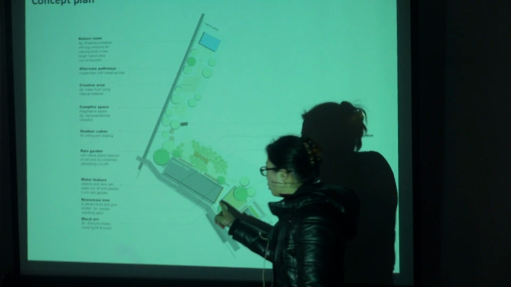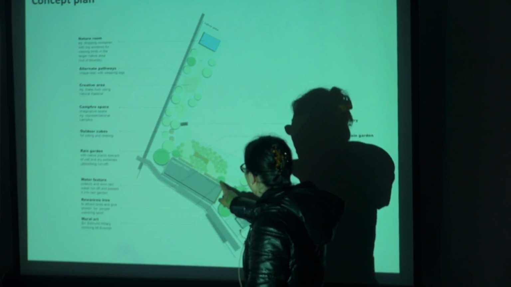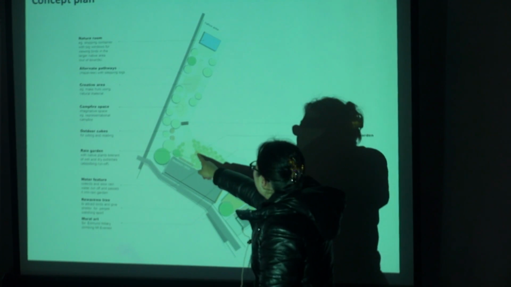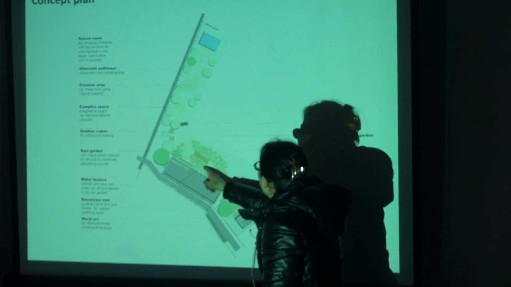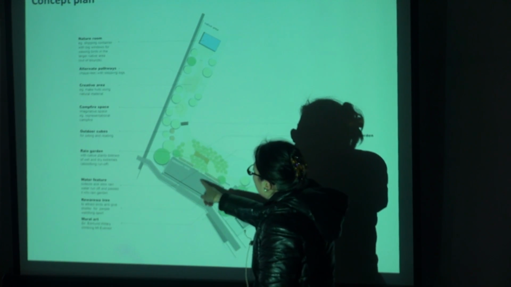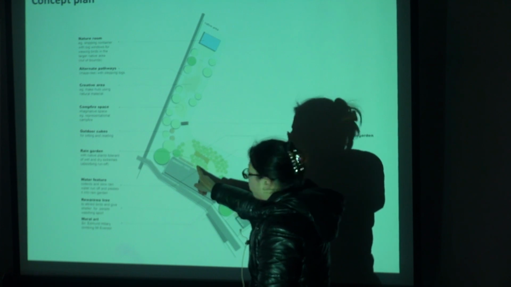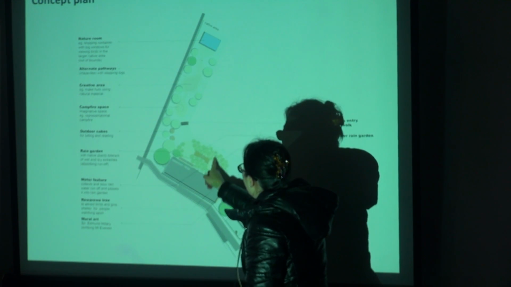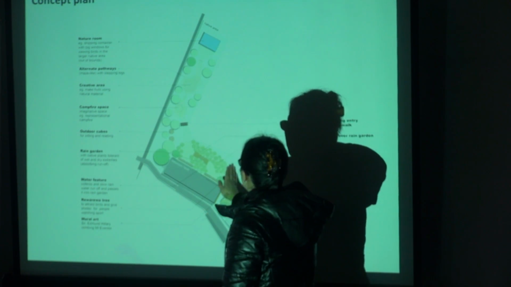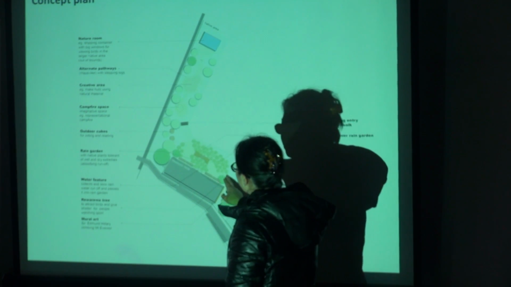And beside here we'll have a small bridge and cover this rain garden to solve this drainage problem. And beside the rain garden, there is some native grass.